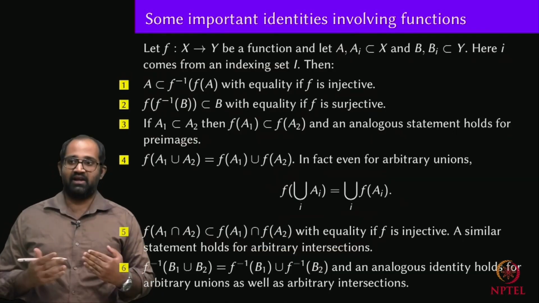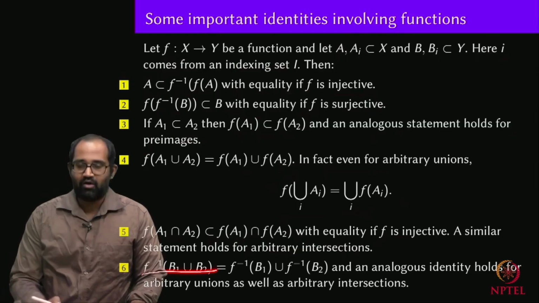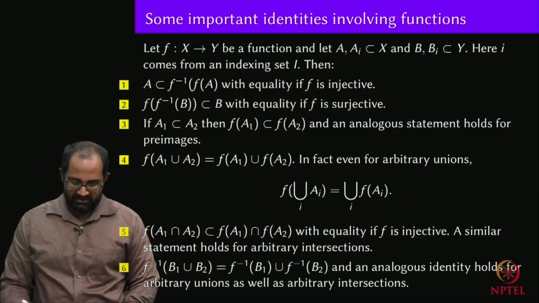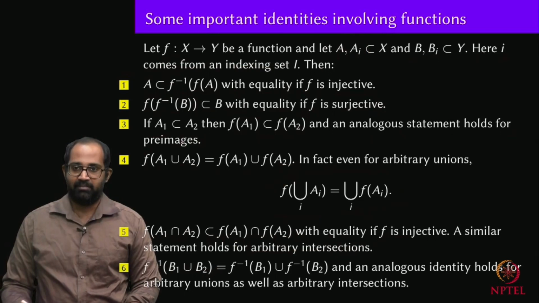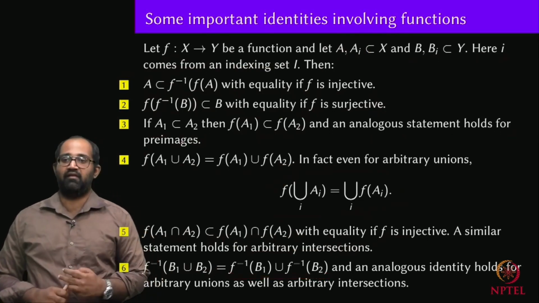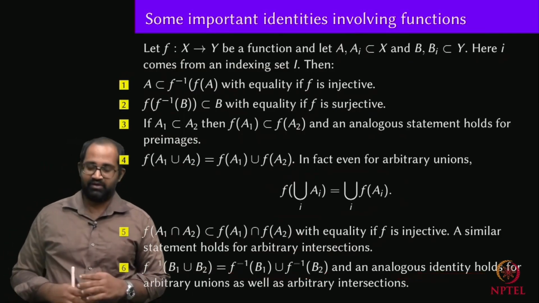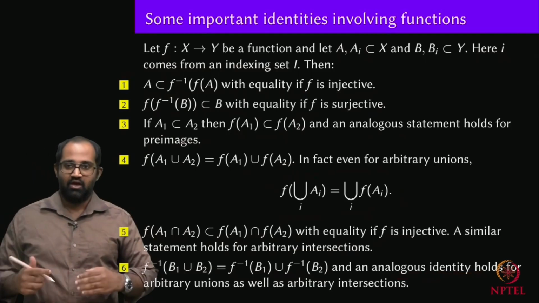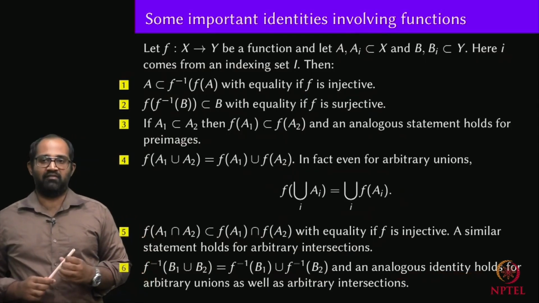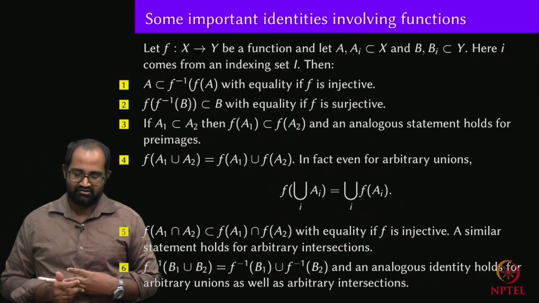Finally, we are getting to the end of this boring slide. The pullback of B1 union B2, the pre-image under f of B1 union B2, is exactly equal to f inverse B1 union f inverse B2, and an analogous identity holds for arbitrary unions as well as arbitrary intersections. So, I am going to leave it to you to formulate. I have left several formulations for you. I leave it to you to formulate and check the proofs.